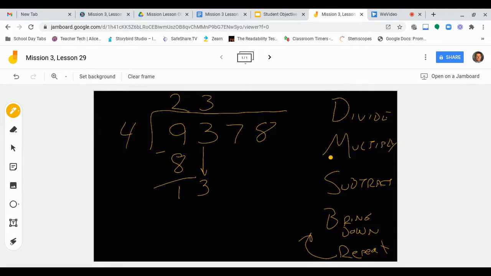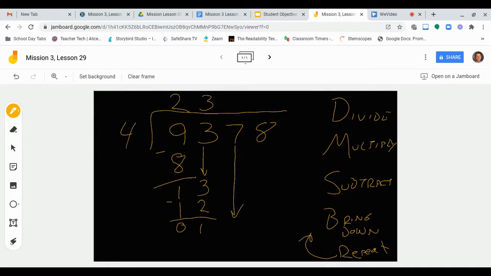I just divided. My second step is multiply. So now I do 3 times 4. 3 times 4 is 12. My third step is to subtract. So now I do 13 minus 12 is 1. Okay, so I just subtracted. What do I do next? Well, my next step is to bring down. So what do I bring down? I just bring down the next place value, which in this case is my tens. I'm not bringing down the 7 and the 8. I'm just bringing down the 7.